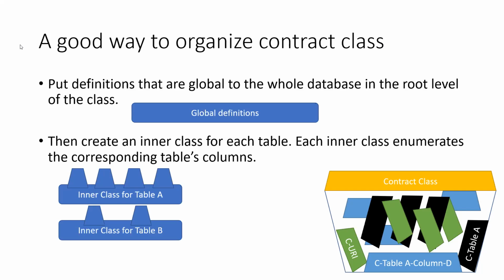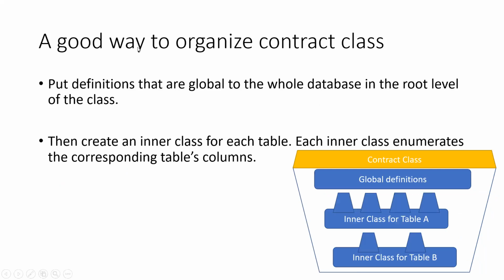Just imagine that you have 2 tables in your database, table A and table B, and these protruding images represent the enumerations of the columns. Let's say table A has 4 columns, so 4 protruding images on top of it. Table B contains 2 columns, so 2 images on top of it. Let's see how it would look if we incorporate these changes into a contract class. This is how it is going to look.